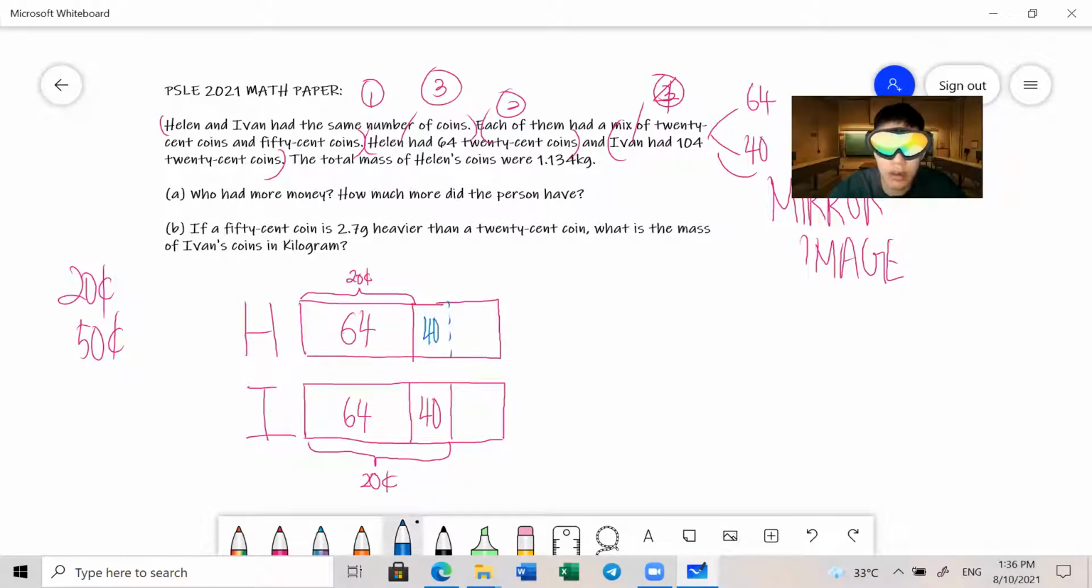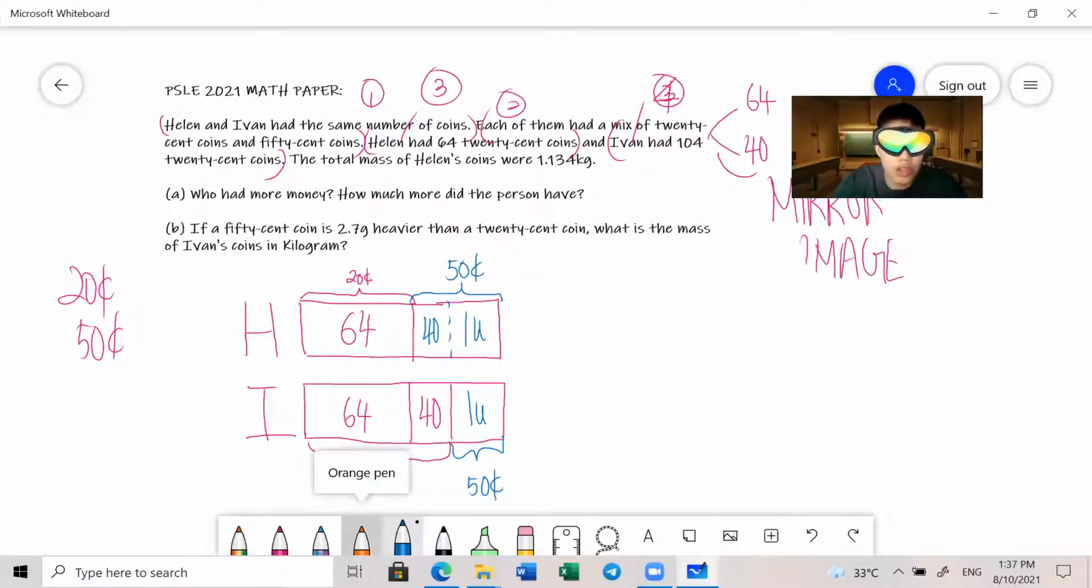Can you see that? And then after that, you look at sentence number 2. Each of them had a mix of 20-cent coins and 50-cent coins, which means to say, whatever that is left for Helen has to be 50 cents. There's no way out. It cannot be another 20 cents. So for Ivan, it's the same thing. Whatever that is over here must be 50-cent coins. As you can see, this itself is actually 1 unit, and this is also 1 unit. Same thing, mirror image, because they are of the same. But I don't know the quantity. I know in terms of unit, it will be 1 unit.